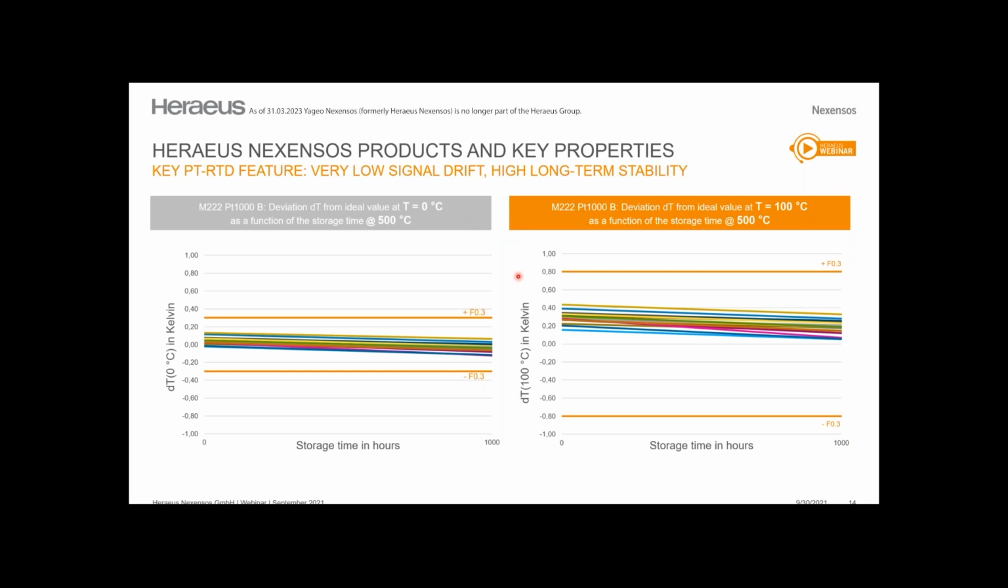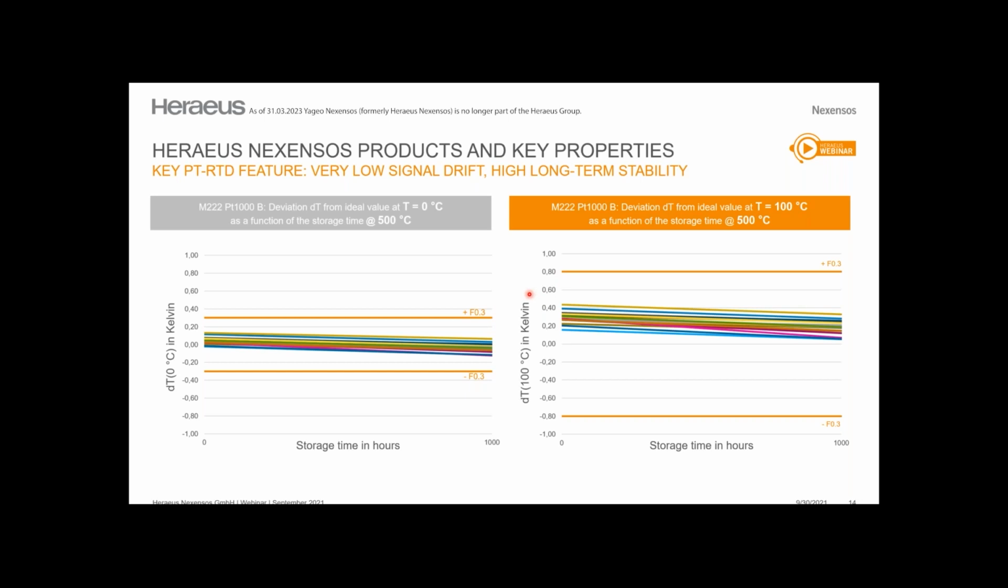In each graph down there, we see the temperature deviation in Kelvin on the y-axis, before and after the test. The left graph shows the long-term stability for R0, which is the resistance at 0 degrees Celsius. And the right graph shows the long-term stability for R100, which is the resistance at 100 degrees Celsius. And the orange lines represent the tolerance classes.